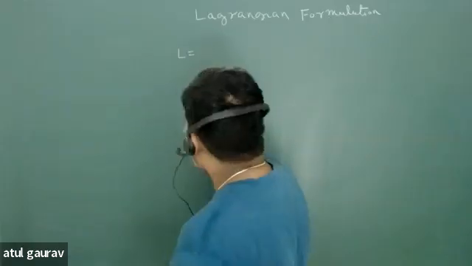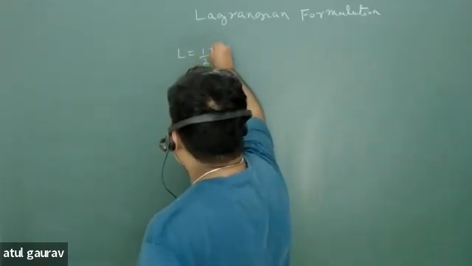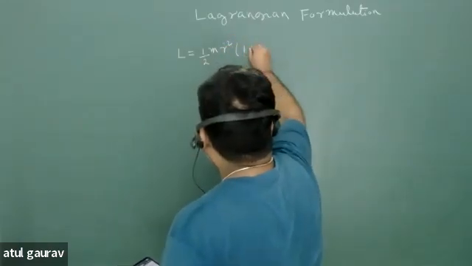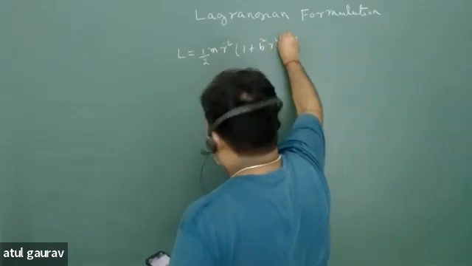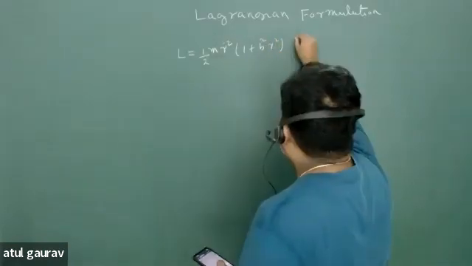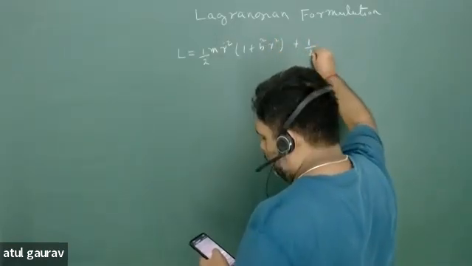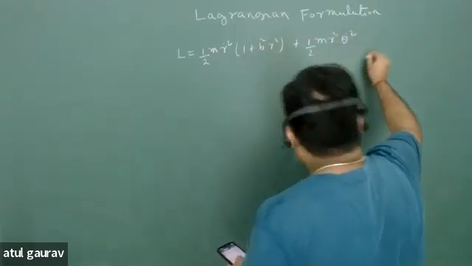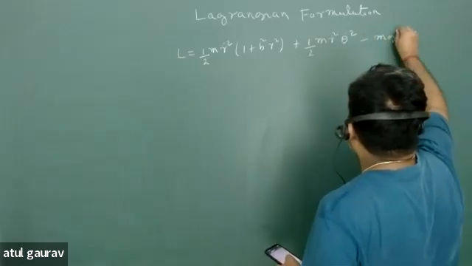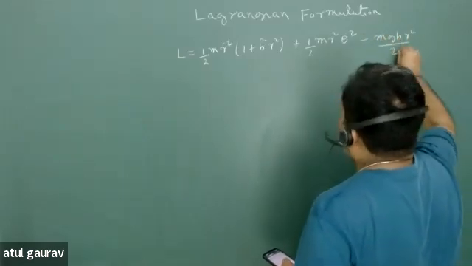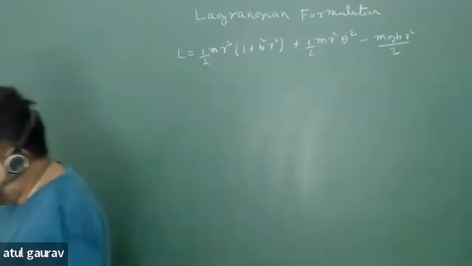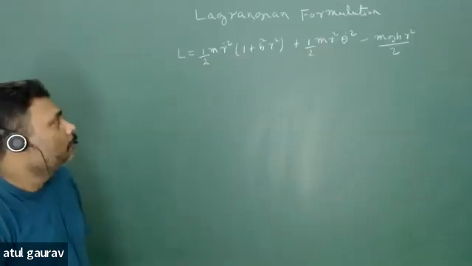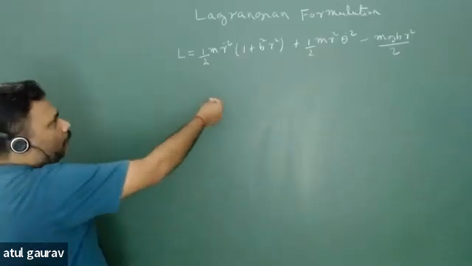This Lagrangian is nothing but half m r dot square (1 plus b square r square) plus half m r square theta dot square minus mgb r square by 2. So we have to just go for the equation of motion. So let's go for what is the equation of motion, obviously for r.